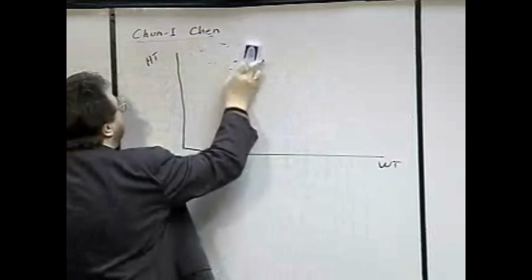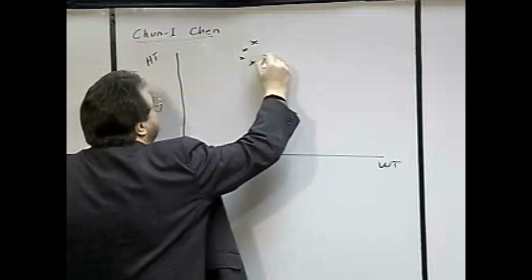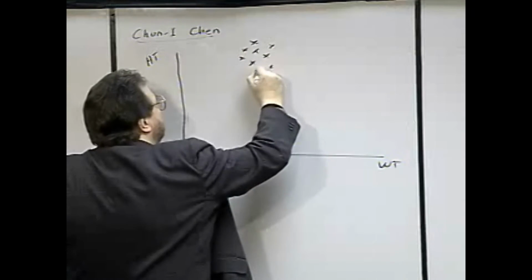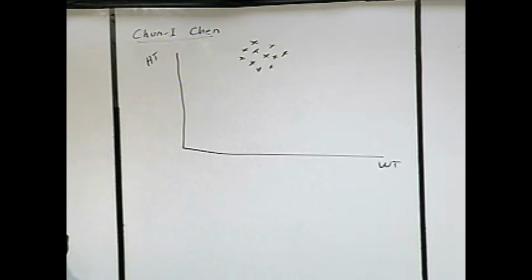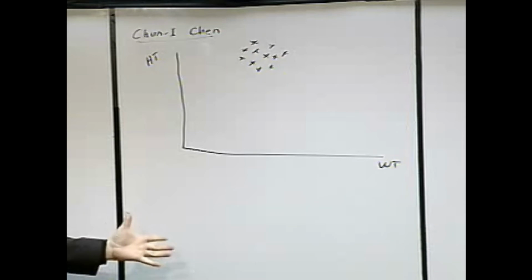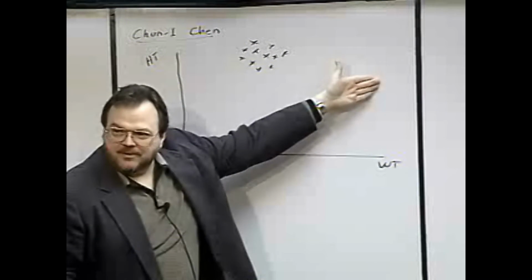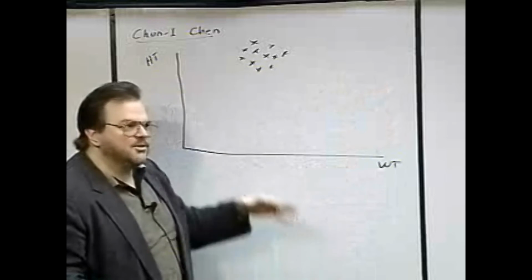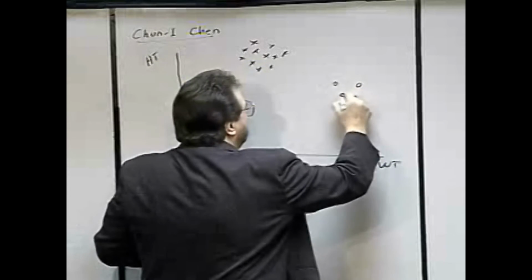I guess as the height goes up, the weight goes up too. Okay, so these are the basketball players. And then we get some sumo wrestlers. Some big guys that are sumo wrestlers. Where would they be? They'd probably be over here, wouldn't they? In other words, their weight is really large, but they're not as tall as the basketball players. So we have these sumo wrestlers.